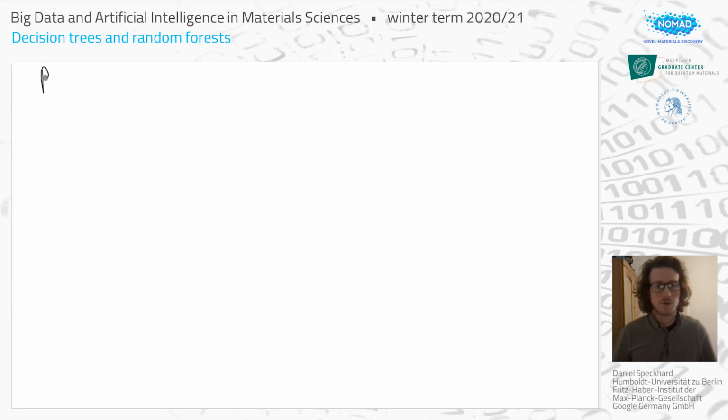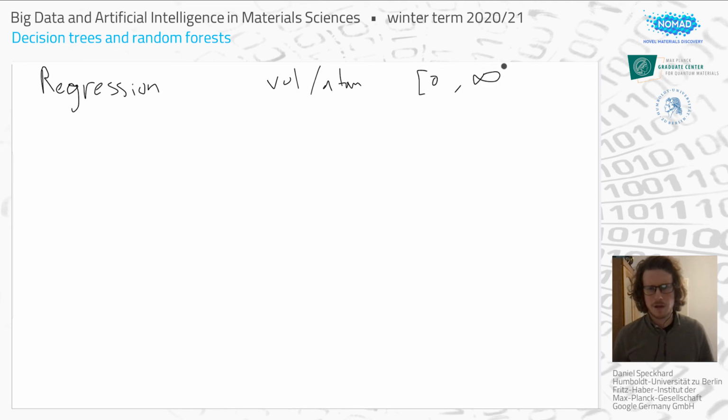Now let's look at what trees can do for us in regression problems. In regression problems, we're trying to estimate a continuous number for the most part. So this could be, let's say, volume per atom. And this volume per atom could take values from 0 all the way up to infinity. So this is, I think, an open bracket. Hopefully mathematicians don't kill me for that one.